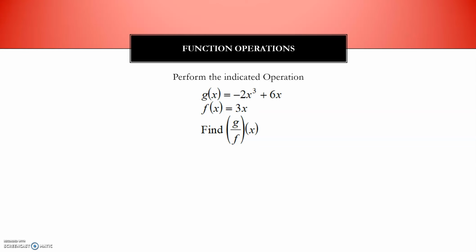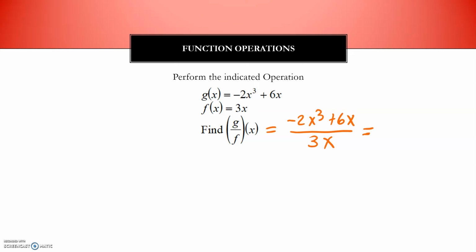On the last problem, I'm going to show you one where they're not too nice. So g divided by f would be negative 2x to the third plus 6x divided by 3x. Why are they not nice to you here? Well, because there is a common factor. Okay.